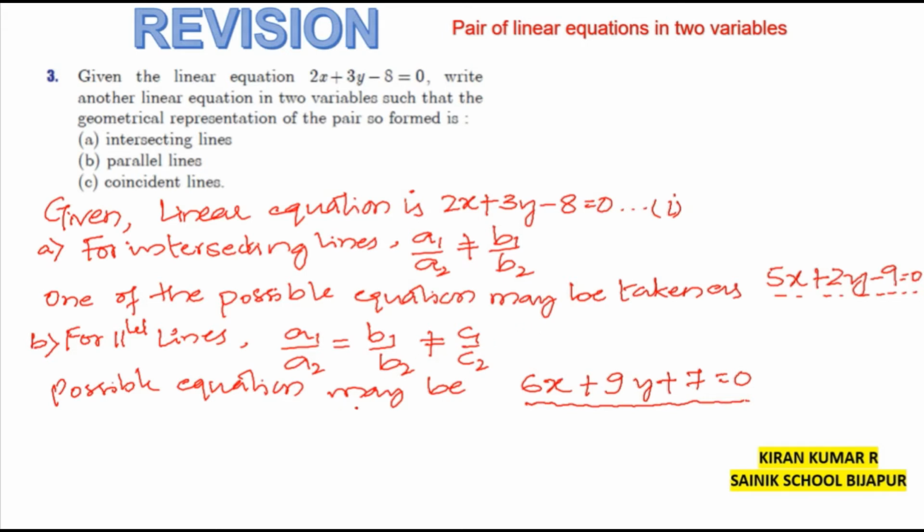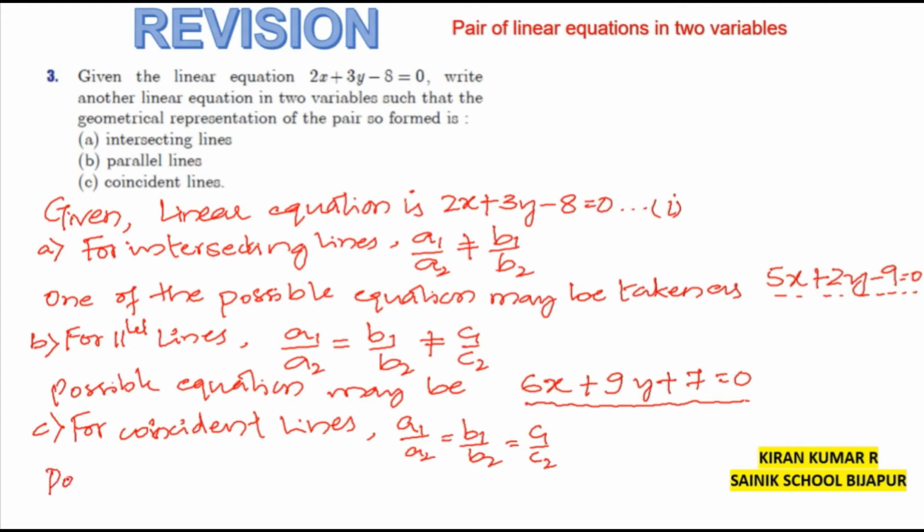You must notice each time I am writing here maybe, because you can consider some other equation also. Let me take the third one, coincident lines. For coincident lines, the condition is A1 upon A2 equal to B1 upon B2, which is equal to C1 upon C2.